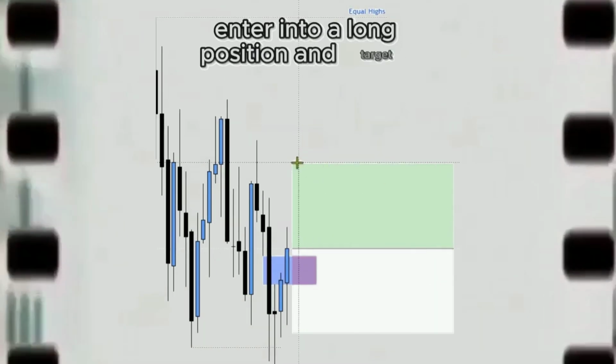I do not short from bearish fair value gaps. I look for longs from bearish fair value gaps. And the way I do that is I wait for them to be inversed and disrespected. So as you can see right here, we have now disrespected this fair value gap. Therefore, I will enter into a long position and target the equal highs.